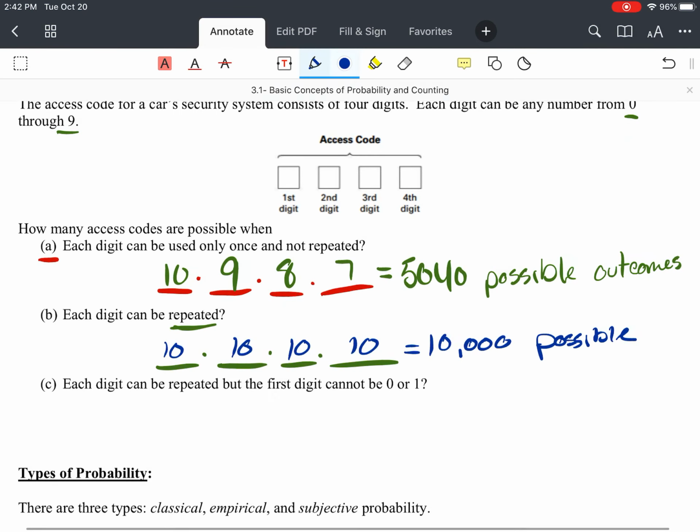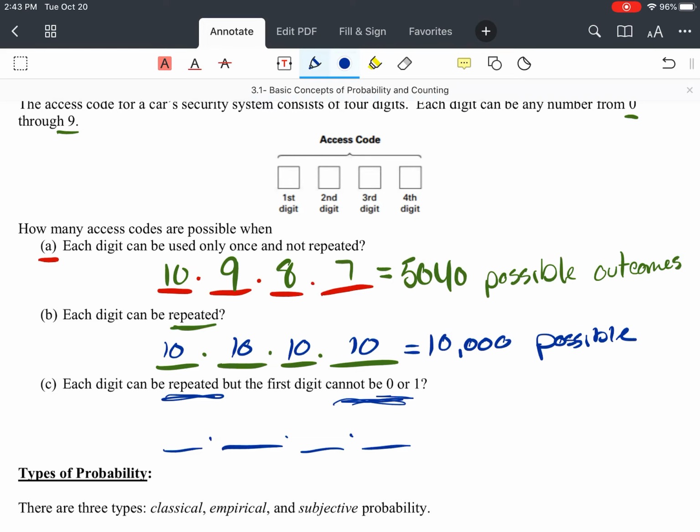Okay, and then finally, let's say each digit can be repeated, but the first cannot be 0 or 1. Well, again, we have 4 numbers in our combination. The first digit cannot be 0 or 1, so that takes 2 of our possibilities away, so that's 8. Then we have 10 to choose from on the second one, 10 to choose from on the third one, and 10 to choose from on the fourth one. All right, so we have a total of 8,000 possible.